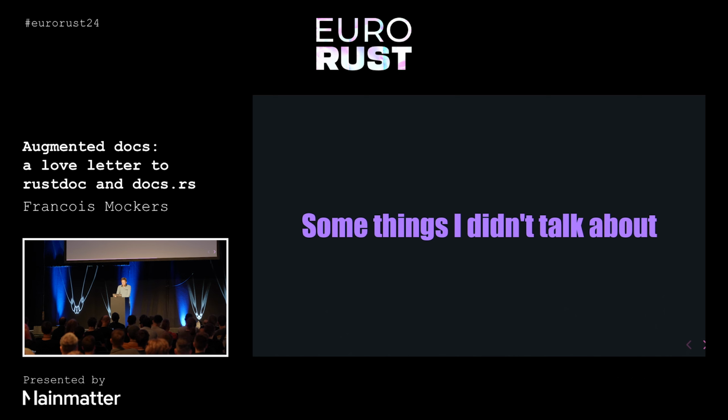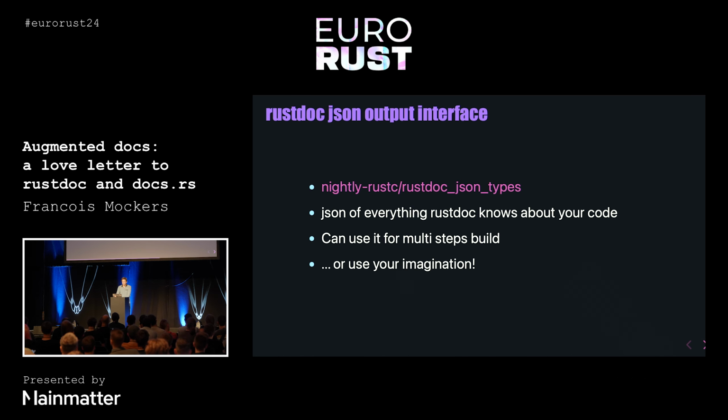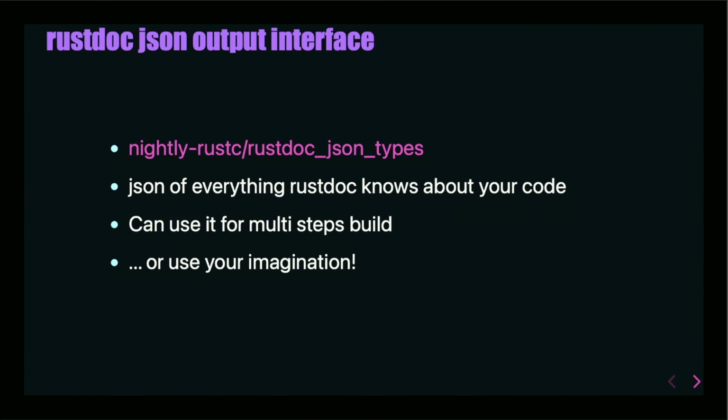Something about documentation I didn't talk about, but still wanted to mention: the Rustdoc JSON output. It's very powerful, it's very rich. It's a JSON of everything Rustdoc knows about your code. You can use it for multi-step builds. For example, first step, you build the JSON format. Then from that, you have a script that will extract all information about a trait, put it in a Markdown file, and then you build your documentation with that Markdown file included. Or use your imagination. There are a lot of things possible.